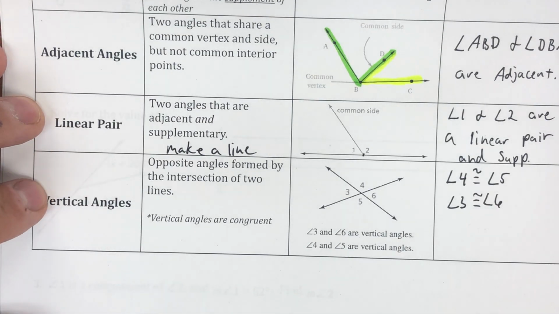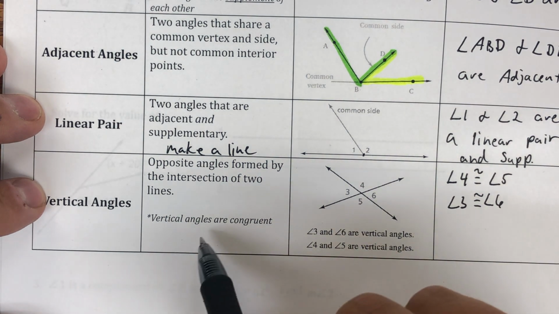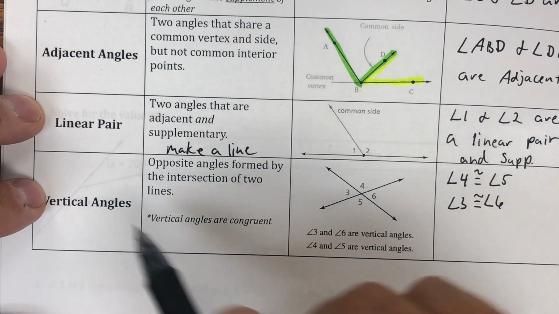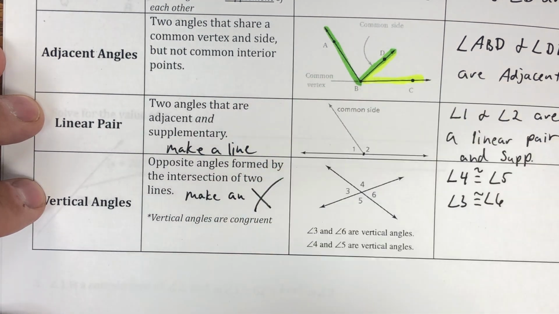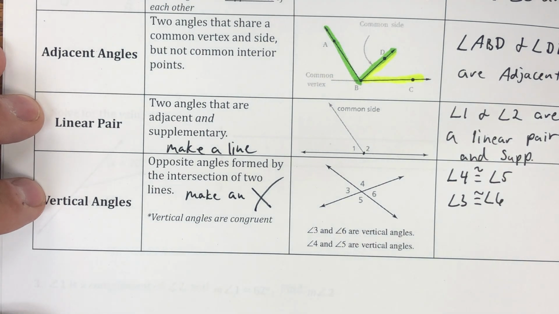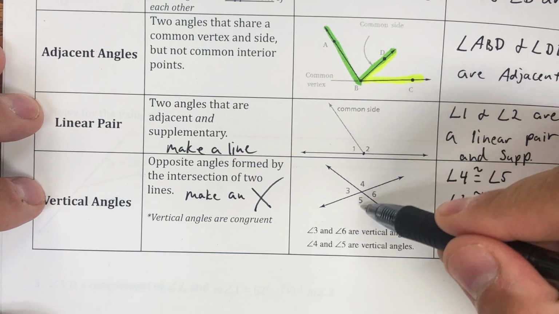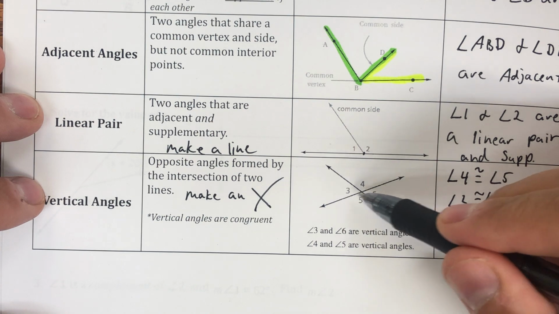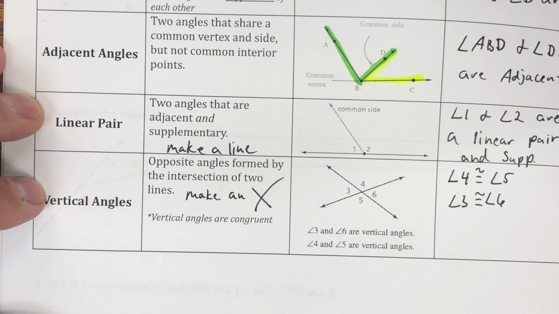And the last one, vertical angles. This is another big one. We'll see these all year. I'm kind of cheating and telling you that they're congruent now. We aren't going to use that much now, but in the future it's vital. Vertical angles make an X. They're across from each other. In this diagram, angle 4 and 5 are across from each other. They make an X. Similarly, angle 3 and angle 6 are across from each other. Vertical angles are also congruent. They have the same measure.